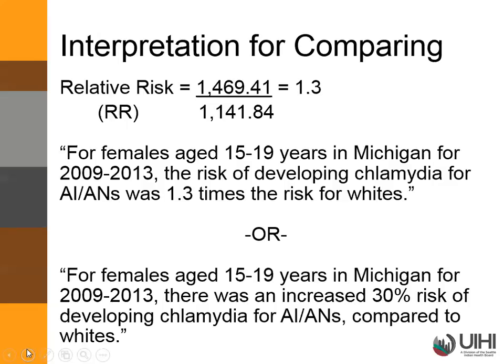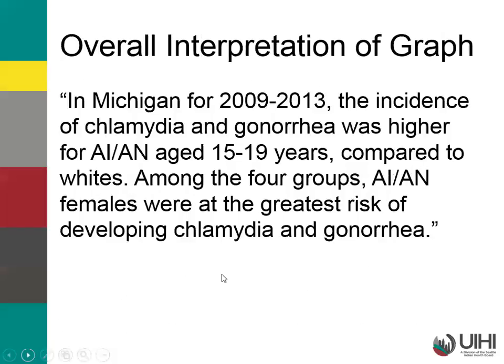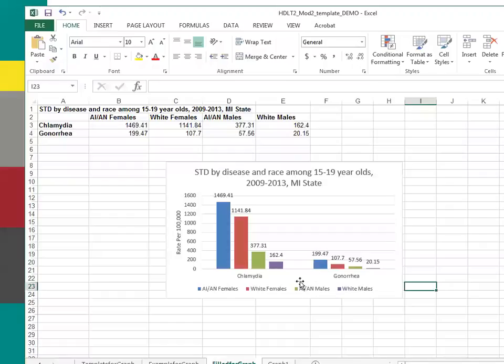And so now let's talk about the overall interpretation of the graph. And so let's pull up the graph again. Our main question was looking at the comparison between natives and whites. And so as we can see here, native females had a higher incidence than white females for both chlamydia and gonorrhea. And then when we also look at Native males and white males, we see that Native males also have a higher incidence as well.